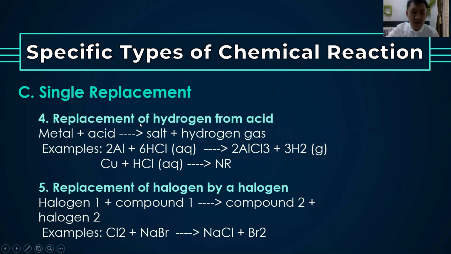Now onto the replacement of hydrogen from acid. The formula is metal plus acid yields salt plus hydrogen gas. Examples include 2Al plus 6HCl in aqueous form yields 2AlCl3 plus 3H2 in gaseous form. Cu plus HCl in aqueous form yields no reaction. Next is the replacement of halogen by a halogen. Halogen 1 plus compound 1 yields compound 2 plus halogen 2. Examples include Cl2 plus NaBr yields NaCl plus Br2.